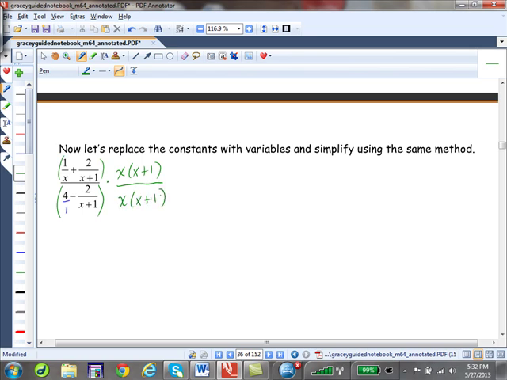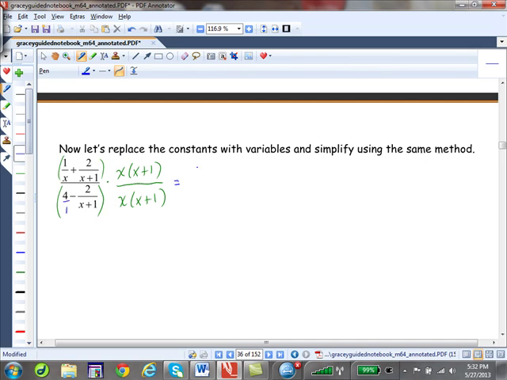Because we're doing it for all of them. So you're looking for the LCD of x, x plus 1, 1, and x plus 1, which is x times x plus 1. Okay, so again, and you really need to show this step because it's very easy to make an error.